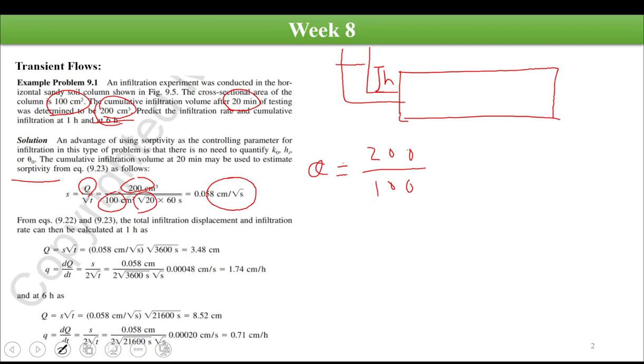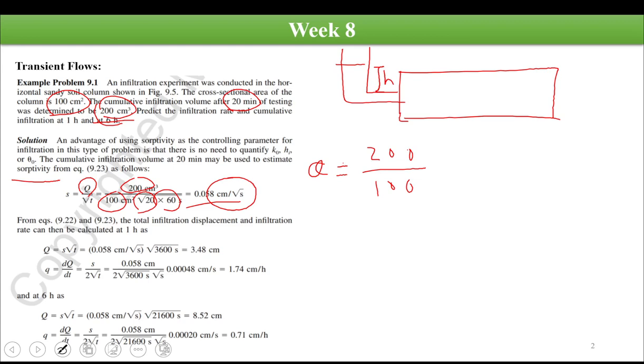So 20 will be multiplied with 60. It will be 200 divided by 100 and divided by the square root of 20 into 60. It will result in 0.0577, so we can write 0.058 as the sorptivity. The concept is that the sorptivity will remain the same for every time interval and whatever infiltration there is.